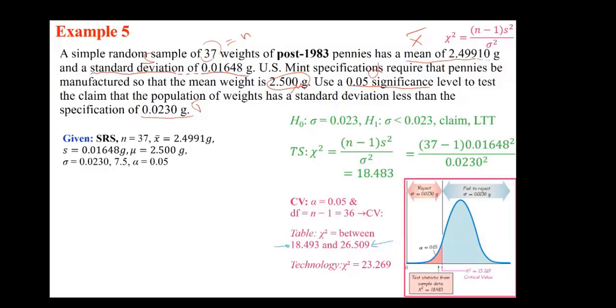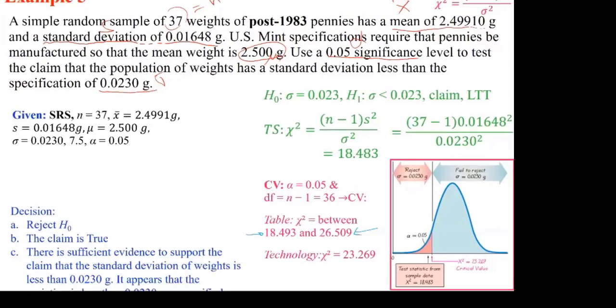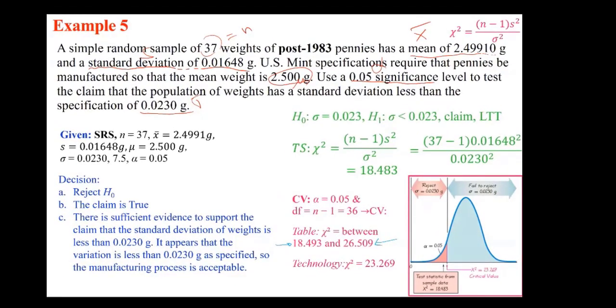So because you are rejecting H0, what do you do? You go back to step one and take a look at the location of your claim. If you are rejecting H0, loosely put, you are accepting H1, and therefore the claim becomes true. And so there is sufficient evidence to support the claim. You start writing the whole thing as you would.